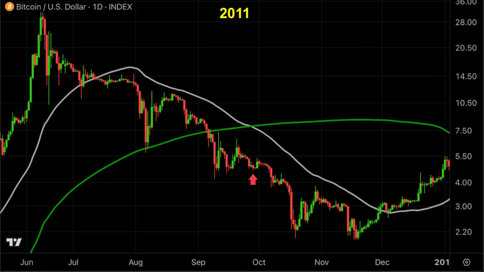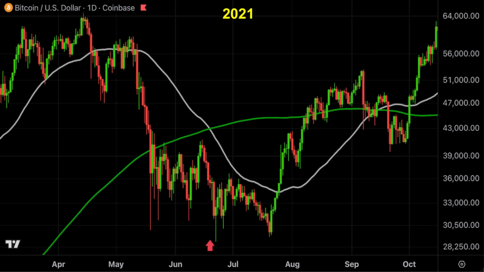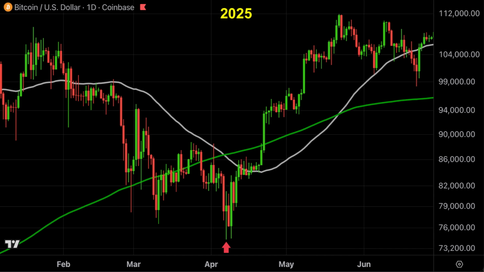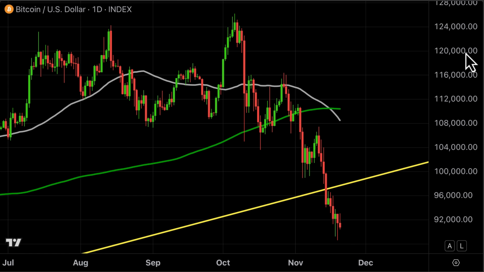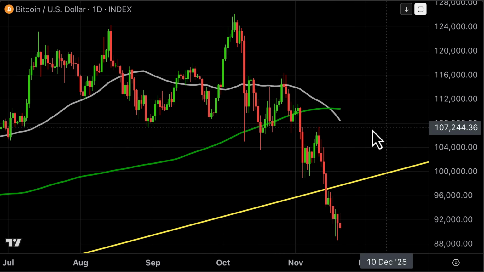All right, guys, so we have looked at every example of a death cross signal going back to 2011 all the way to the more recent example we saw in the year 2025. And here's what this means. So we're going to apply this to the more recent death cross signal that we have here on Bitcoin in November of 2025. And what I'm going to do here is I'm going to actually write this down here.